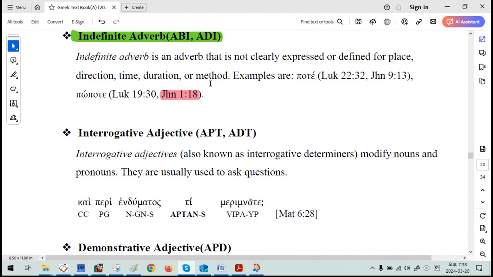So we study pote, Luke 22:32, John 9:13, and then popote, Luke 19:30. Today, we are going to look at John chapter 1, verse 18. Let's go and look at it. We are going to look at the ABI, the parsing code, which stands for the indefinite adverb. And then the word is popote. So, 1:18.